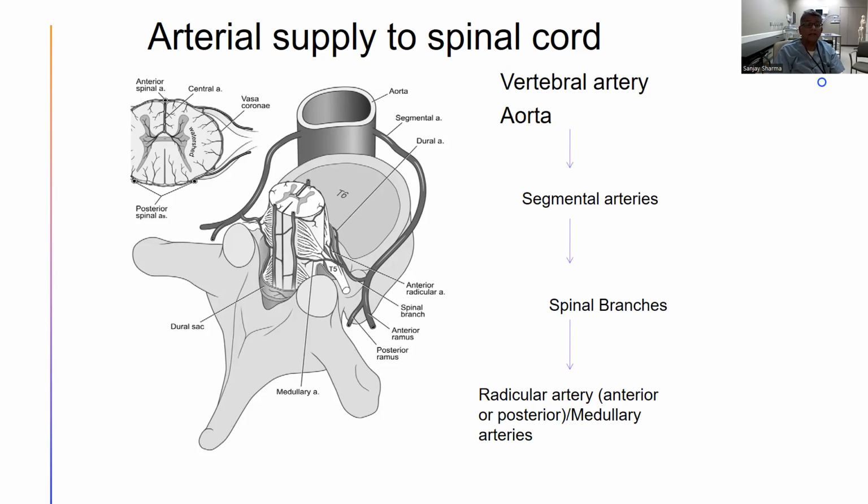Here again, arterial supply to the spinal cord. So from the aorta, you have the segmental arteries and the spinal branches and the radicular artery, also called the artery of Adamkiewicz or arteria radicularis magna. So there is one anterior spinal artery and two posterior spinal arteries, but the majority of the blood supply is from the anterior spinal artery. Next slide, please.